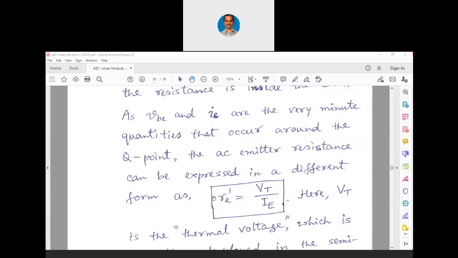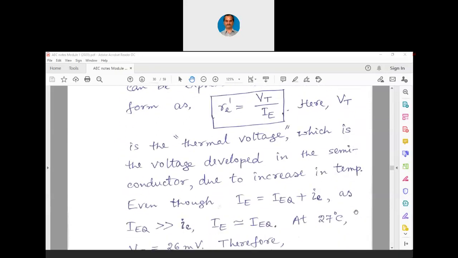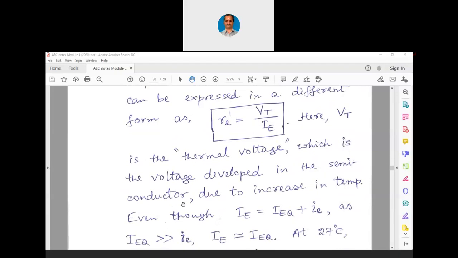So RE dash equals VT by IE. Here VT is the thermal voltage, which is the voltage developed in the semiconductor due to increase in temperature. Even though capital IE equals capital IEQ plus small ie, capital IEQ is much larger than small ie. We already know IEQ will be in milliamperes, whereas small ie will be in microamperes, because we are dealing with small signal operation. We have already seen that thumb rule. So IE can be approximated to IEQ.